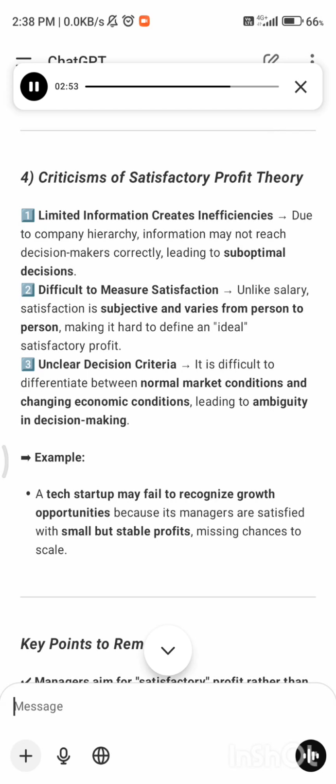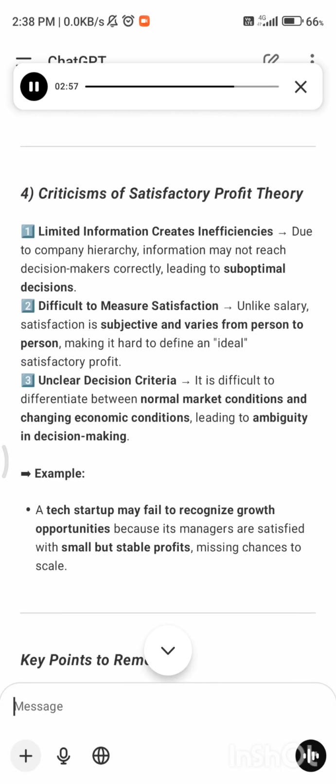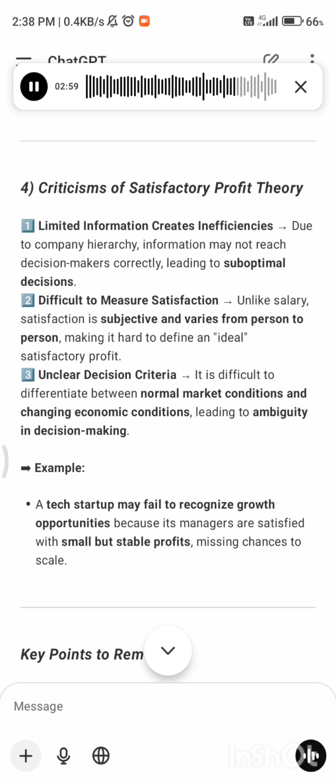3. Unclear decision criteria. It is difficult to differentiate between normal market conditions and changing economic conditions, leading to ambiguity in decision-making. Example: a tech startup may fail to recognize growth opportunities because its managers are satisfied with small but stable profits. Missing chances to scale.